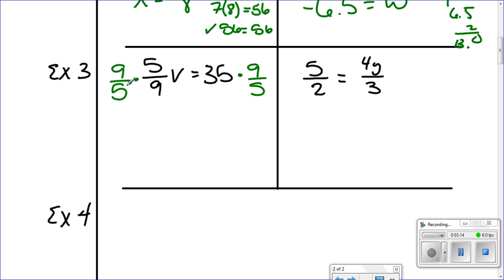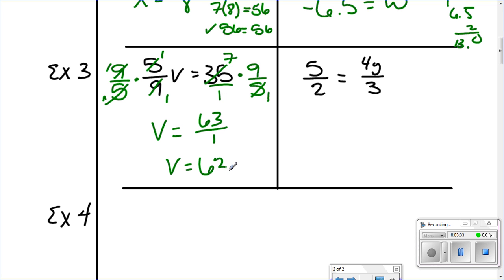That way, 5 cancels with 5 to make 1. 9 cancels with 9 to make 1. So now I have 1 times v is v. And I can say that 5 goes into 5 once and into 35 7 times. So now I have 7 times 9 is 63. 1 times 1 is 1. So I get v equals 63.